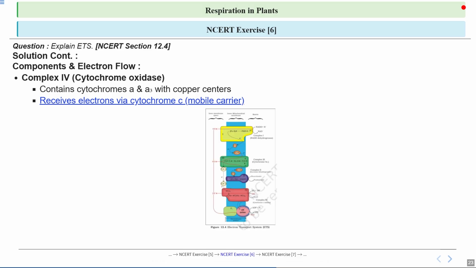So here we can see electrons from NADH plus H plus are first carried from complex 1, that is NADH dehydrogenase, to complex 3 via ubiquinone, which is a mobile electron carrier. Ubiquinone also receives reduced equivalents from complex 2, that is electrons from FADH2. Ubiquinone then passes on electrons to cytochrome C, which is another mobile electron carrier. Cytochrome C carries the electrons from complex 3 to complex 4.